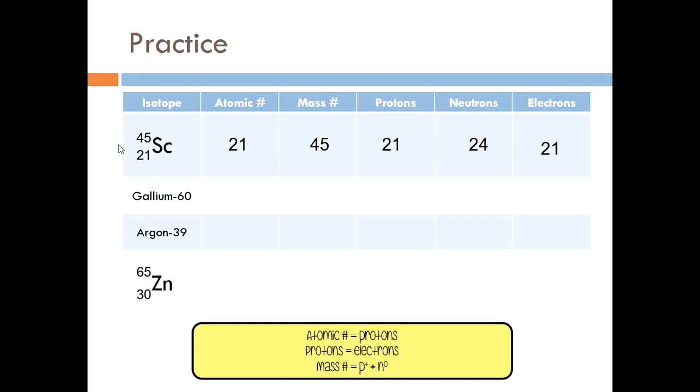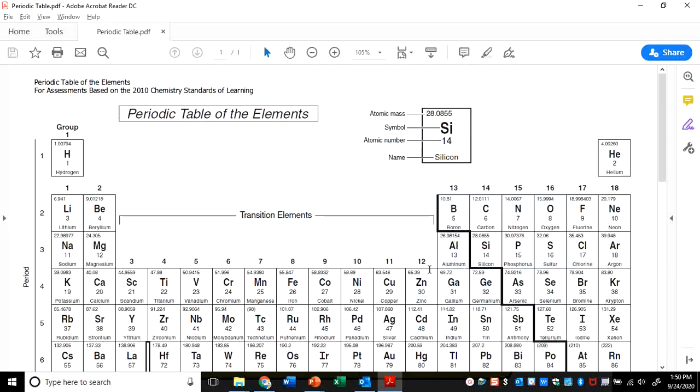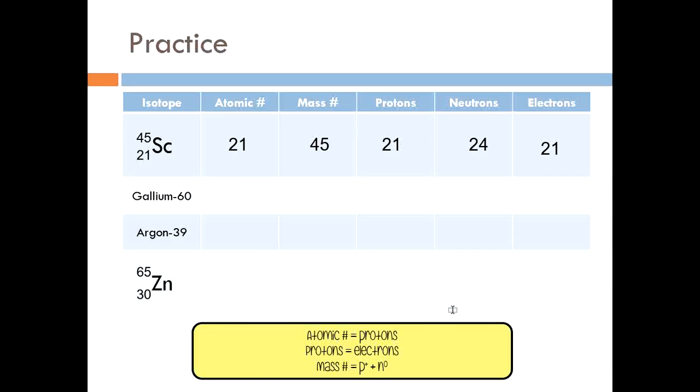Let's do the next one, gallium-60. Now again, what's missing from here? The atomic number is not stated. Remember that 60 is the mass number. So let's look at our periodic table and find gallium. Gallium is number 31, Ga. So gallium's atomic number is 31. We have the mass number, that's 60. We have 31 protons. We have 29 neutrons. 60 minus 31 is 29. And we also have 31 electrons.